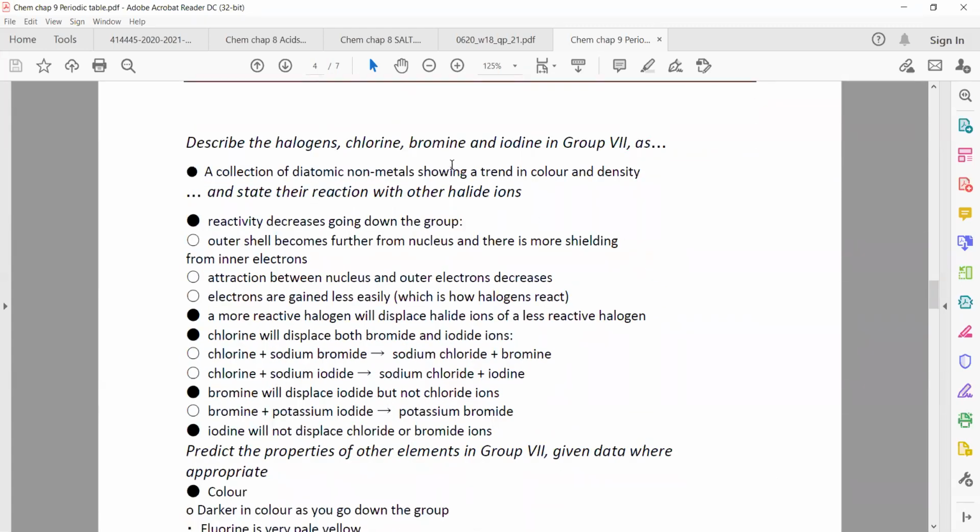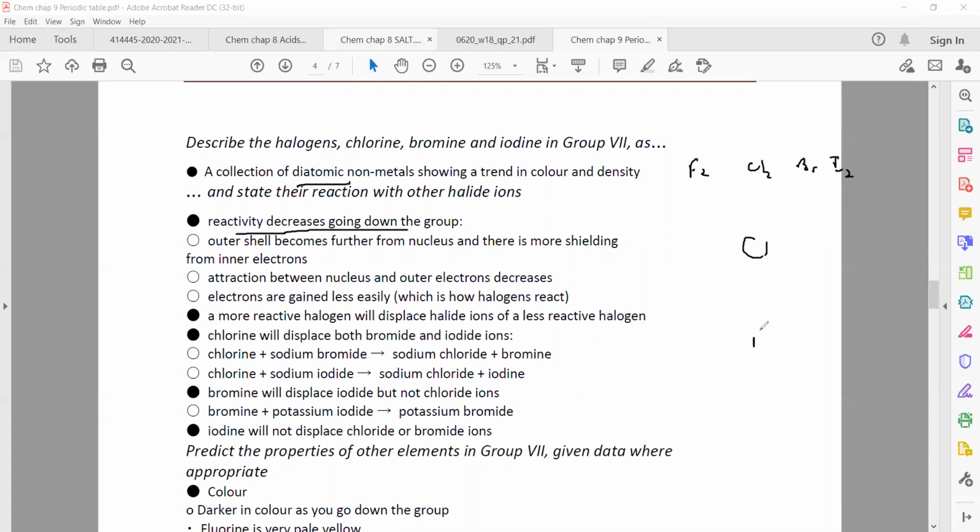Then describe the halogens, group 7: fluorine, chlorine, bromine, and iodine. They all exist as diatomic molecules: fluorine as F2, chlorine Cl2, bromine Br2, and iodine I2. The reactivity decreases as we go down. Why does the reactivity decrease as we go down?